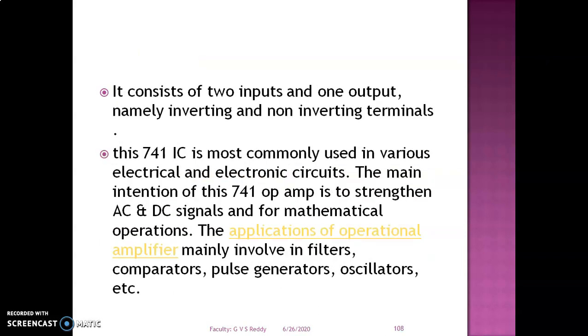The 741 IC consists of two inputs and one output, namely inverting and non-inverting terminals. The 741 IC is most commonly used in various electrical and electronic circuits. The main intention of this 741 op-amp is to strengthen AC and DC signals and for mathematical operations. The applications of operational amplifier mainly involve filters, comparators, pulse generators, oscillators, etc.